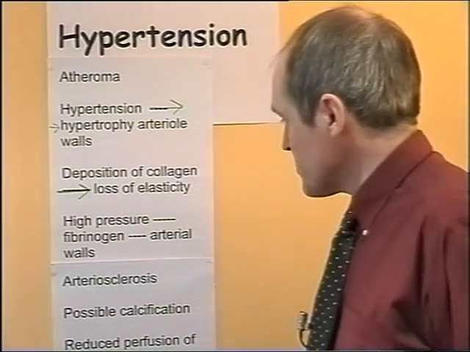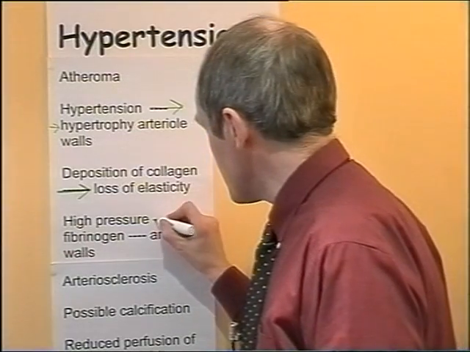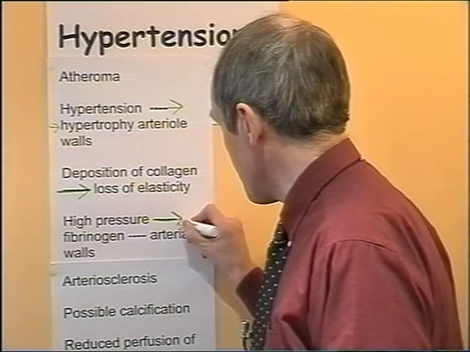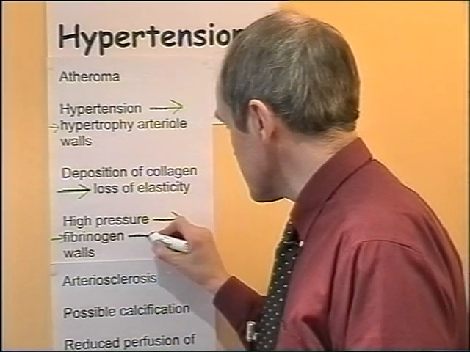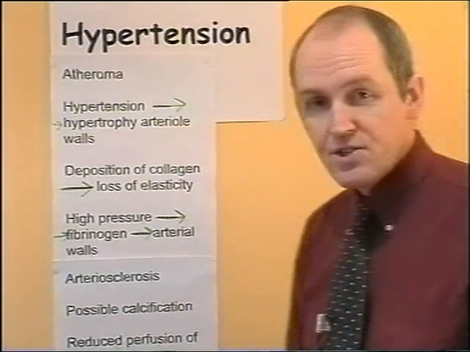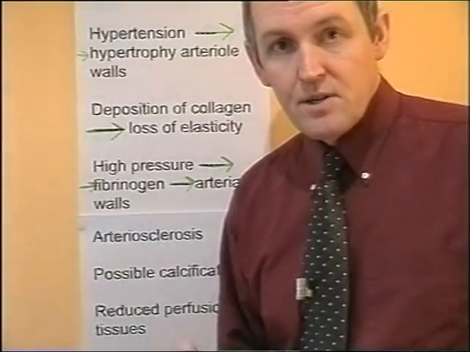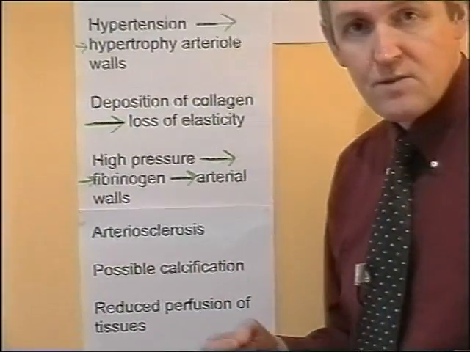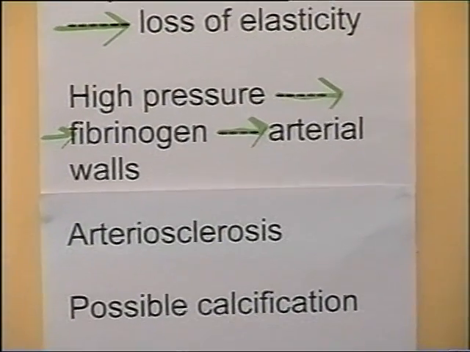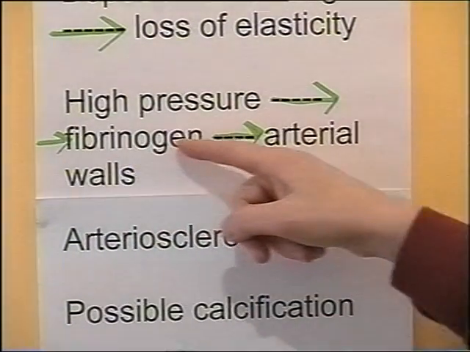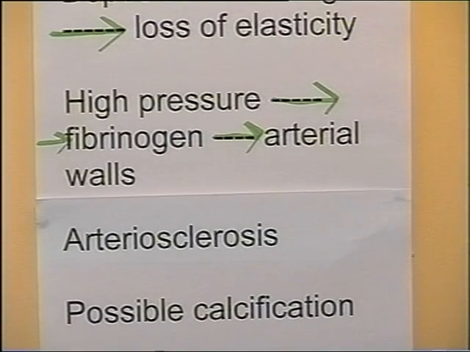The high pressure also forces fibrinogen into the arterial walls. Fibrinogen, you might remember, is a clotting protein. It causes blood clotting because it's converted to fibrin. So the fibrinogen can result in the accumulation of fibrin in the arterial walls, also making them harder and less elastic.